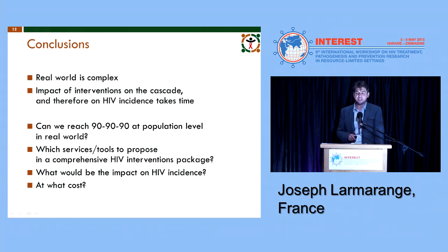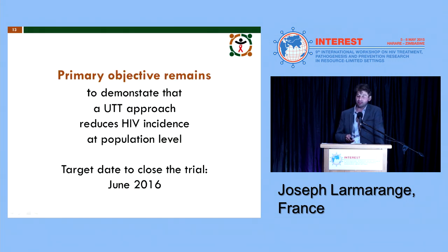But can we reach 90% at population level in the real world? This is a big question. And in that case, which services and tools do we have to propose in the comprehensive HIV intervention package? In that case, what will be the impact on HIV incidence, and also at what cost? So just to remind that our primary objective remains to demonstrate that a UTT approach can reduce HIV incidence at population level, and the target date to close the trial is still June 2016, at least on that question.